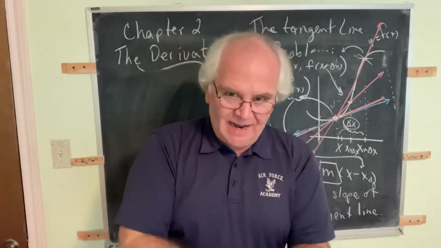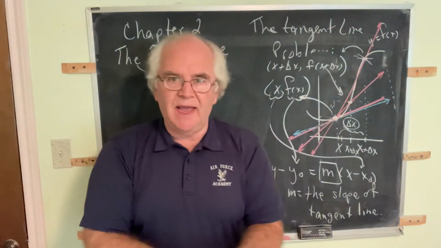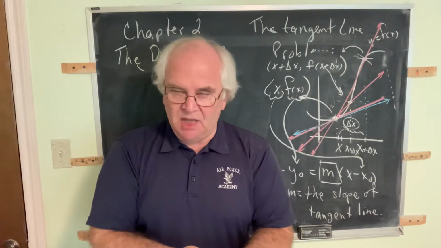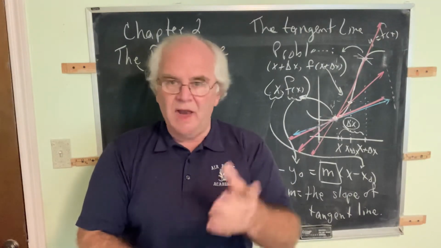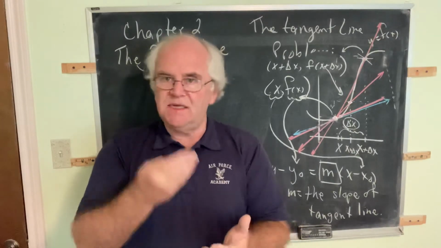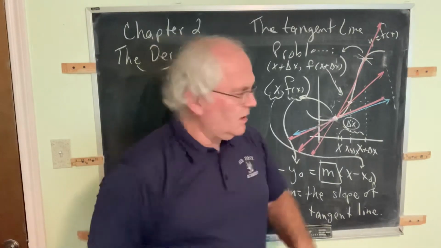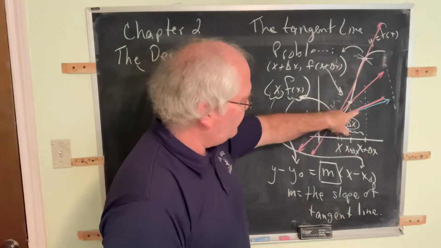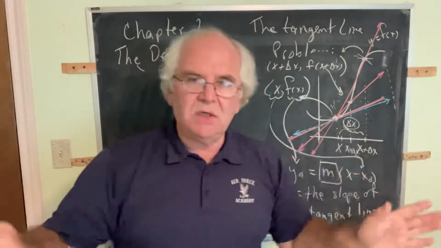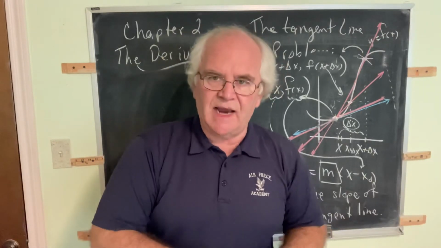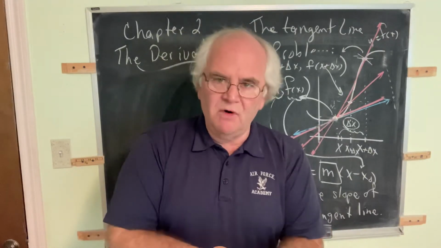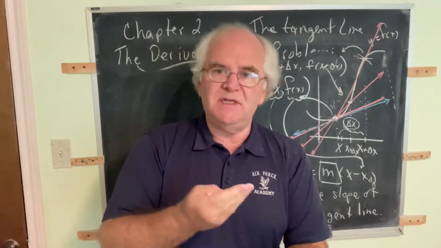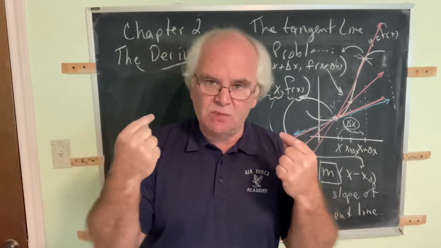I'm going to define what I mean when I say slope of the tangent line. When I say slope of the tangent line, I no longer mean rise over run. I no longer mean choose a value here and choose a value here and find the change in y and find the change in x. And I'm no longer talking about the basic notions from basic algebra. From this point forward, when we say the words slope of the tangent line, this is what we mean.